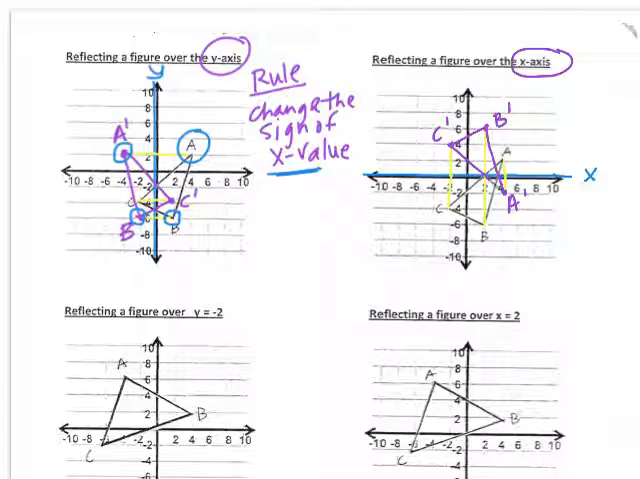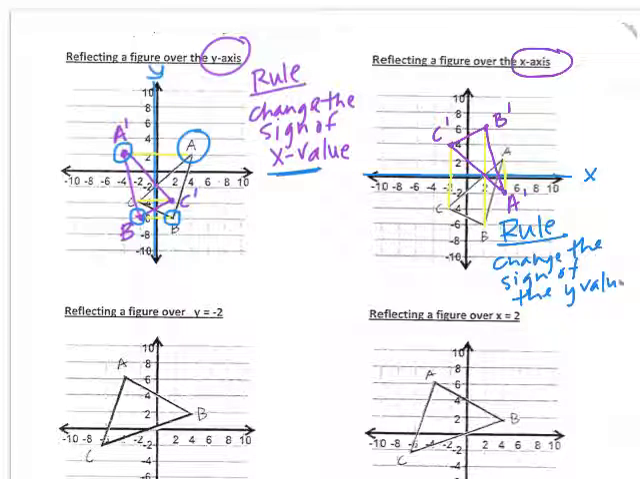And if you notice, the black figure, which is our pre-image, and the purple figure, which is our image, that blue line, our line of reflection, cuts right in between, or cuts those things right in half. So all we did is we changed our y values. So the rule for reflecting over the x-axis is change the sign of the y value.